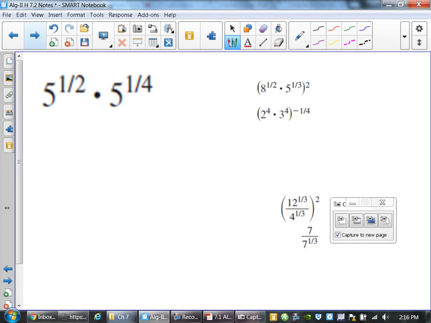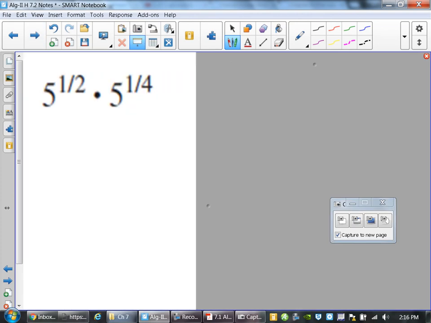Let's start with this. 5 to the 1/2 times 5 to the 1/4. Do they have the same base? Yes. Base, exponent. Base, exponent. They have the same base. And they're multiplying, so what do you do to the exponents? What is 1/2 plus 1/4?